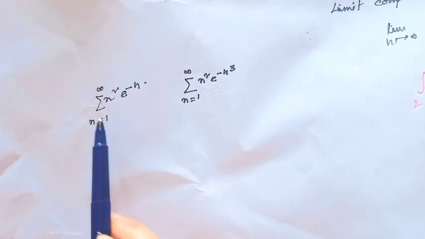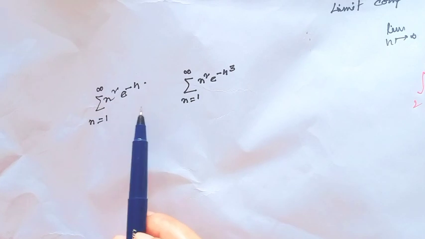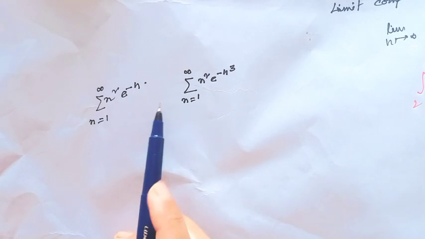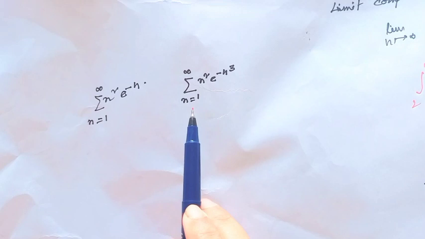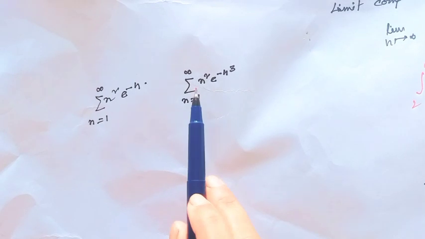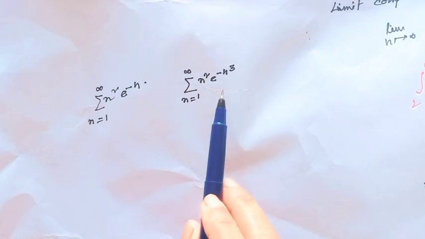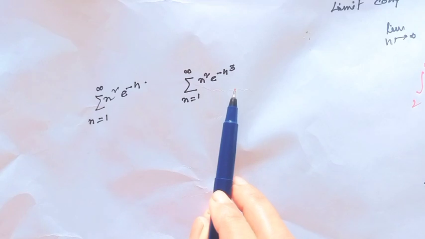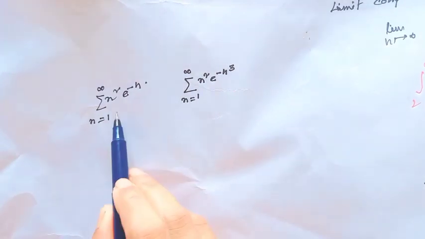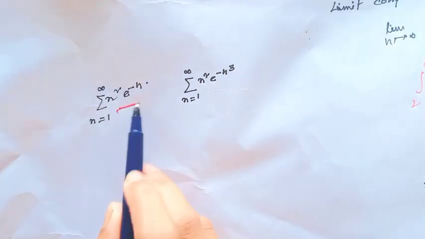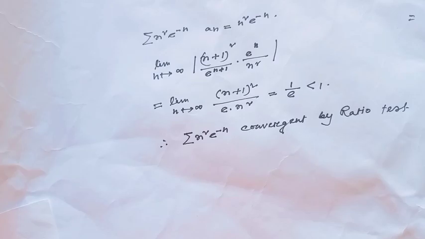Now I will discuss the convergence test of two series. Series n equal to 1 to infinity n square e to the power minus n, and series n equal to 1 to infinity n square e to the power minus n cube. For the first series, we can apply the ratio test.